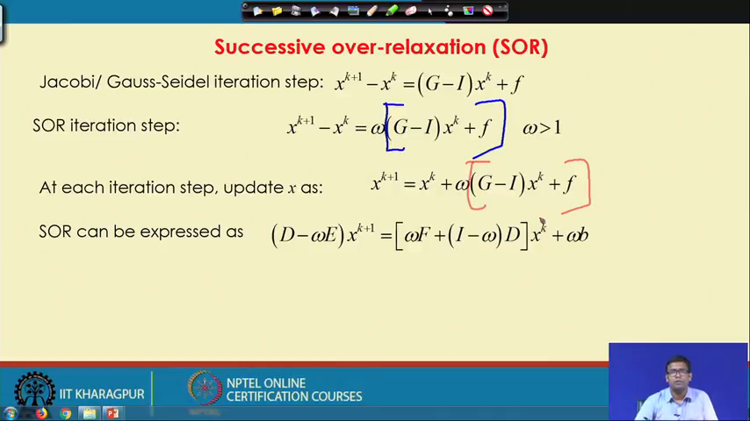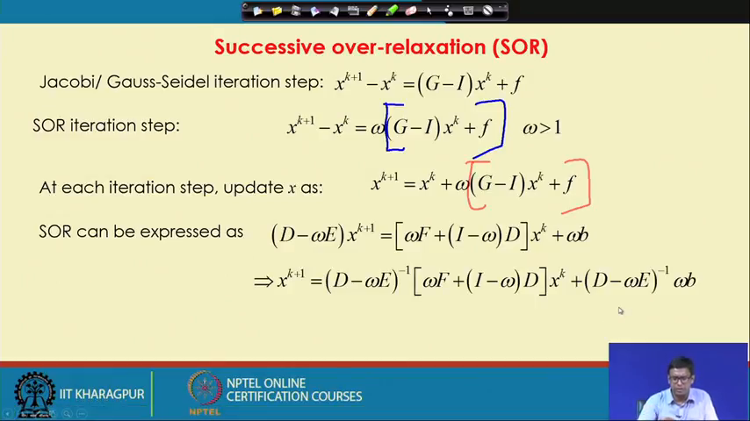The SOR, if we write it down by D and I, SOR will be (D minus omega E) x k plus 1 is equal to omega f plus (1 minus omega) D x k plus omega b, and the iteration matrix, or x k plus 1 is equal to (D minus omega E) inverse [omega f plus (1 minus omega) D] x k plus (D minus omega E) inverse omega b. So, it is nothing but this step, x k plus 1 is equal to x k plus (G minus I) x k plus f.